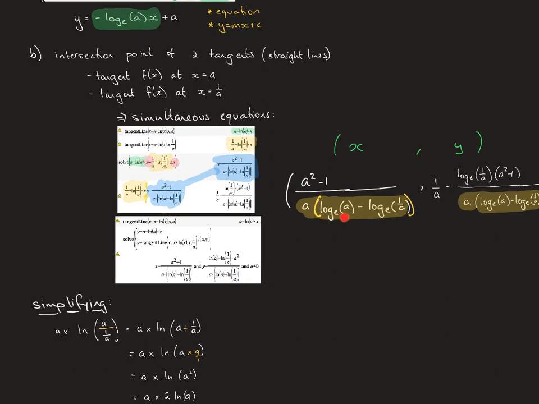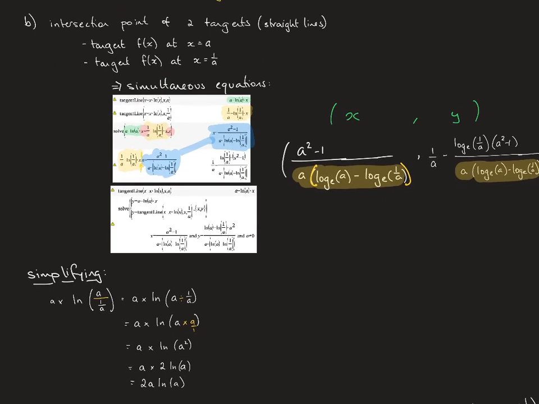So these two logs here, log to the base e of a minus log to the base e of 1 on a, I can do as a division. So I can write it like this: it's the natural log of a over 1 on a, which is a divided by 1 on a. So invert and multiply, which gives me a squared. The 2 comes out the front, and I end up with 2a natural log of a.